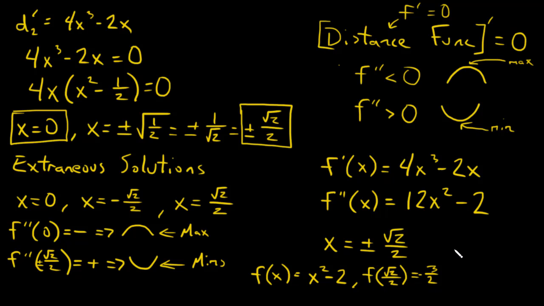So what are my actual minimum distance points? Well, they occur at negative root 2 over 2, negative 3/2, and at positive root 2 over 2, negative 3/2. Those are the points on my graph that are closest to the point 0, 1. Now I'm going to pause this for a second and then show you Desmos to show that we actually got the right value. So let me pause this.